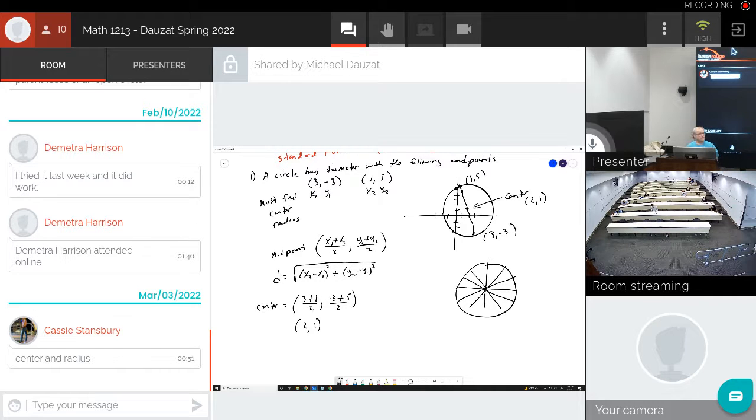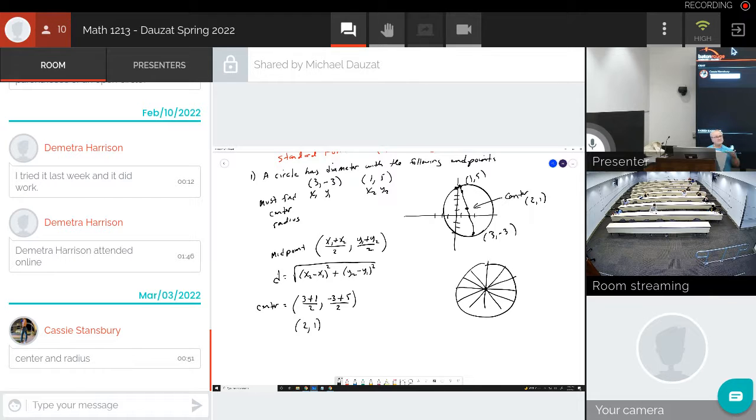So now I know the center. The center is always the easiest to find. Given the diameter, the center is the midpoint of the diameter, so use the midpoint formula. All right, but now we have to find the radius. Remember, what's the relationship between the radius and the diameter? The radius is half the diameter, right?